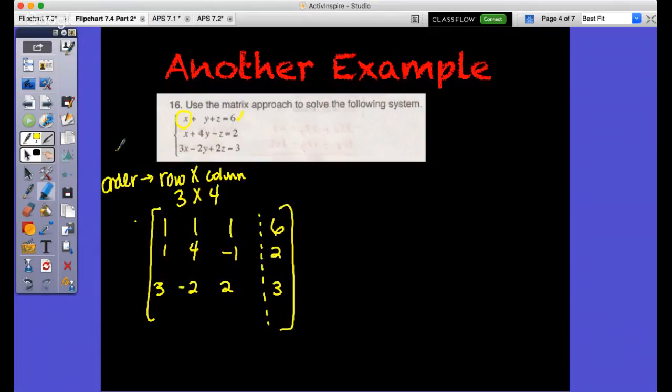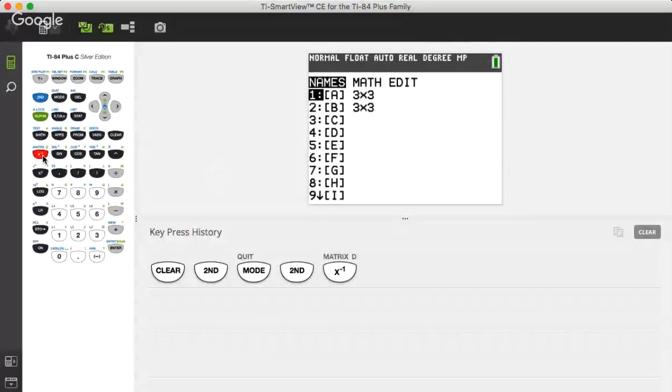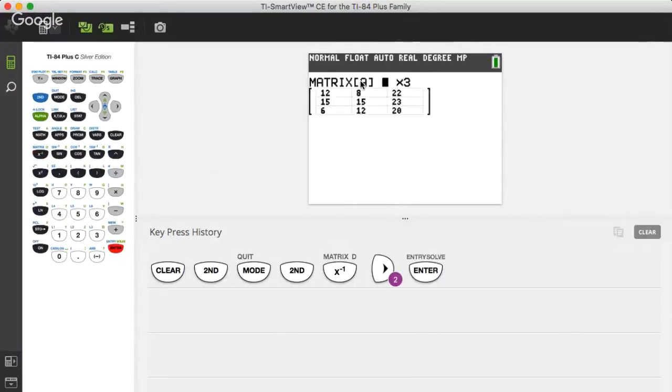I want you to get out your calculator real quick. What we're going to do, you see this matrix thing right here? Press second, x to the negative first, and just look at that real quick. These are the names of the matrices. We'll go to the math button in a second. We'll go to edit. So on edit, I want you to press edit here. And this is, again, a 3 by 4. And I want you to press enter.